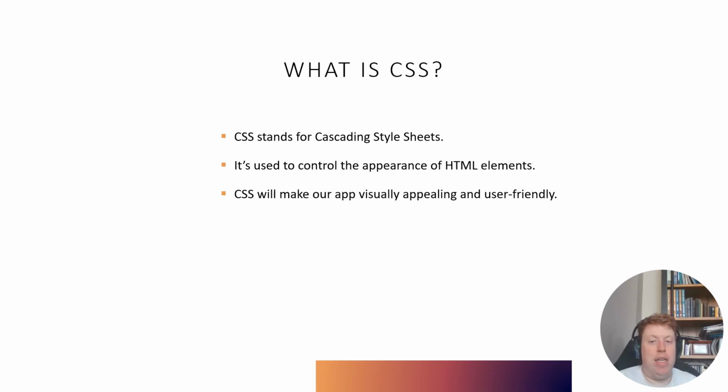CSS, or Cascading Style Sheets, is what we use to control the look of our HTML elements. It's the language that will turn our plain HTML into a visually appealing and interactive app.